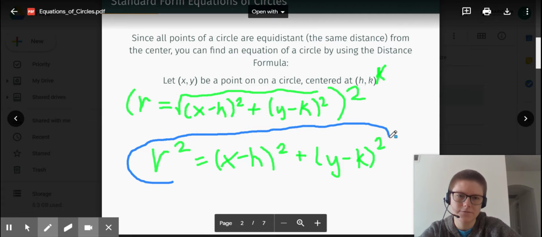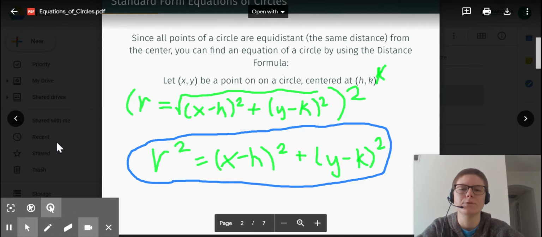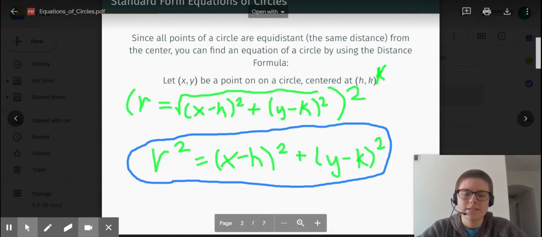The equation for a circle in the coordinate plane is the radius squared is equal to x minus h squared, where h is the x coordinate of the center of the circle, plus y minus k squared, where k is the y coordinate of the center. That is our standard form equation for a circle in the coordinate plane that we're going to be using in this lesson.